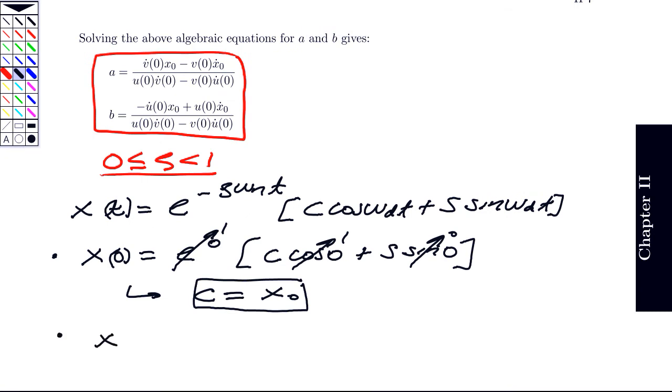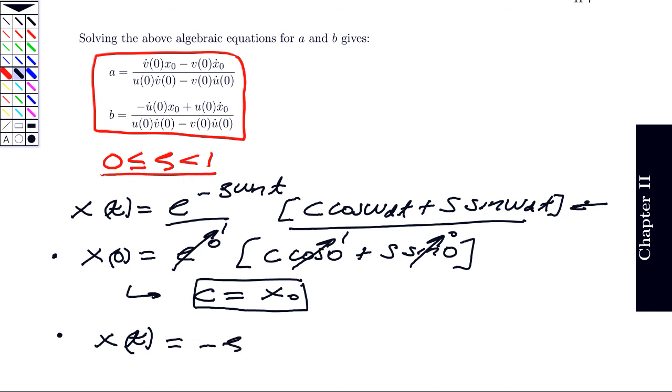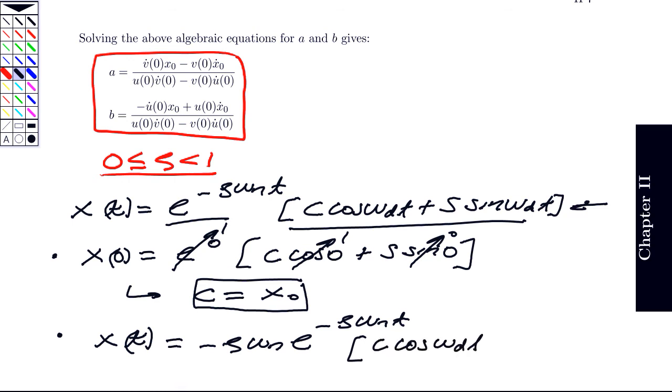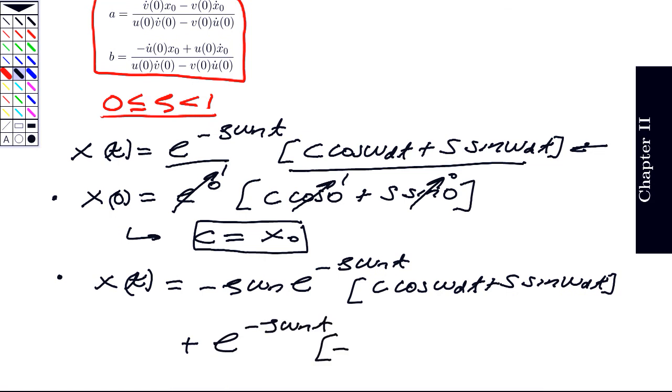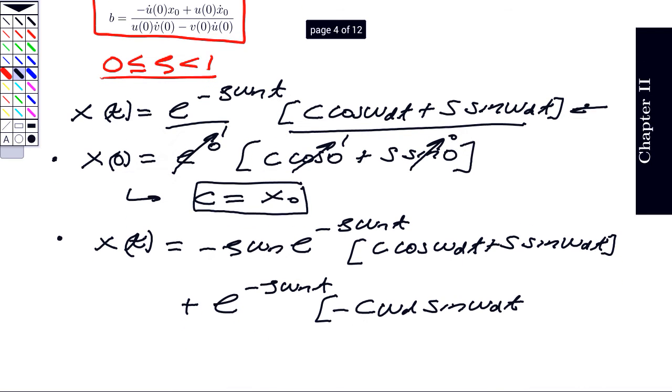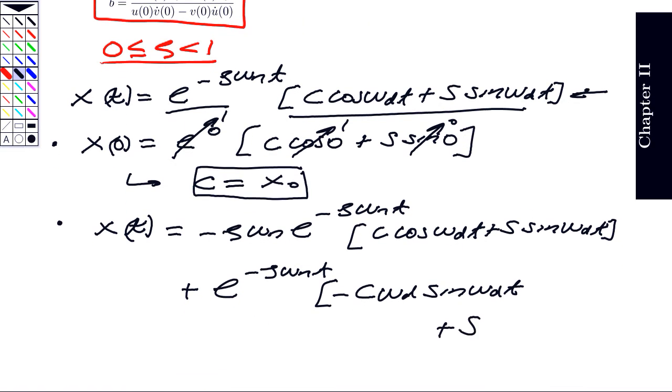The second one, we actually have to do a differentiation of this thing here. We've got one function times another. Need to use the product rule. So minus zeta omega n e to the minus zeta omega n t times the bracketed term. And then I take the exponential times the derivative of the bracketed term. So that's going to be minus c omega d sine omega d t plus the response coefficient s times omega d times cosine omega d t.